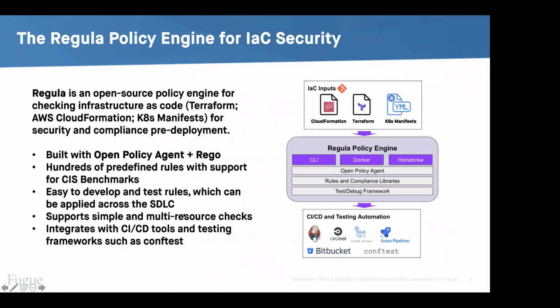So let's talk about Regula. What is Regula? I'm going to try not to read it, but actually it's written so nicely. Essentially, Regula is an open source policy engine for checking infrastructure as code. Regula is built on Open Policy Agent, and what that allows us to do is check any sort of resource types that are declared in your infrastructure as code files.